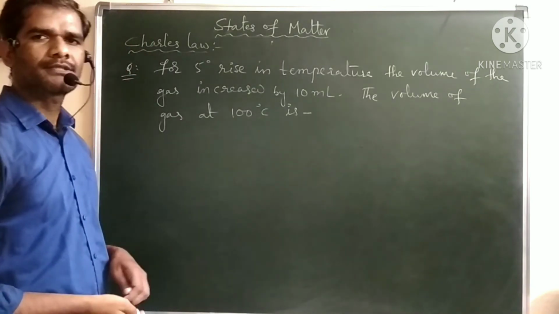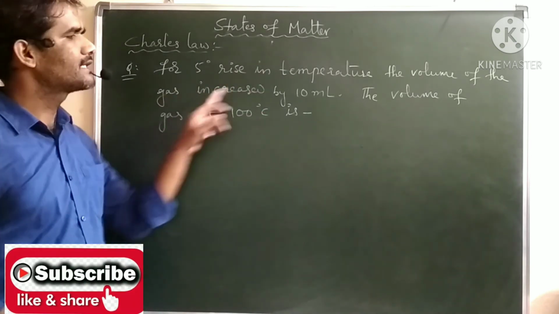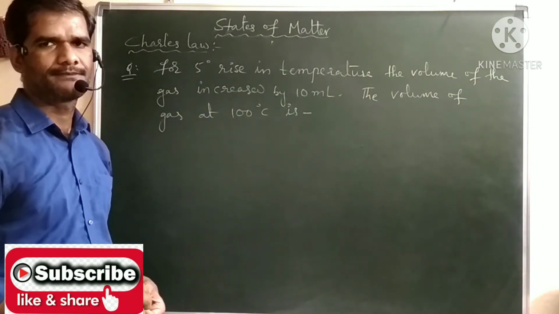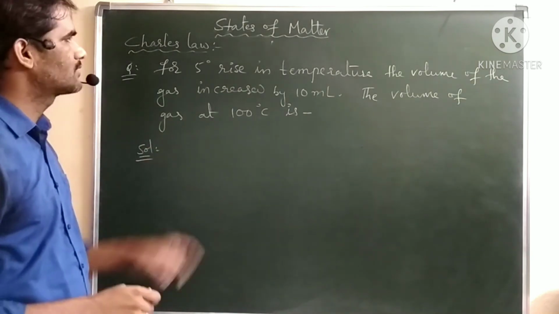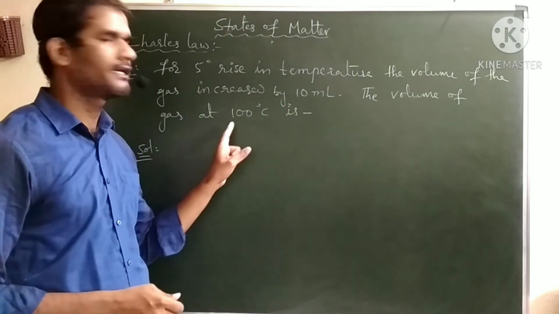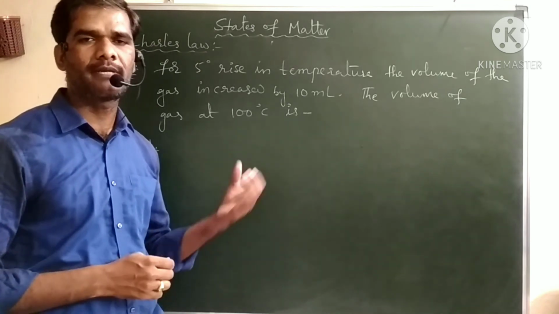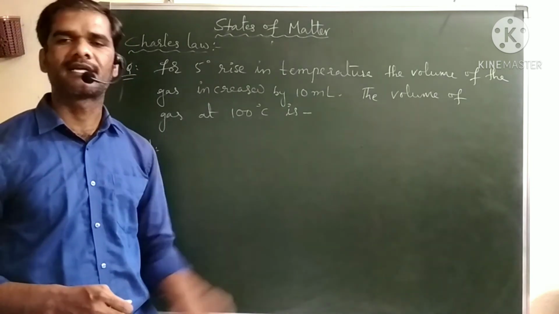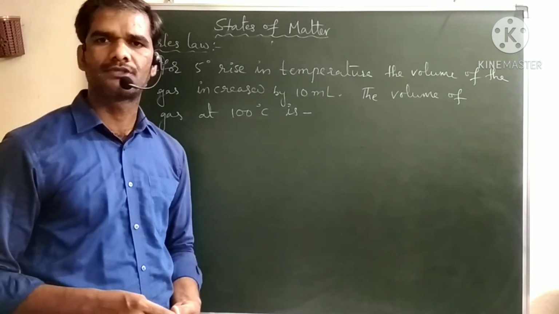Now see one more question here. For 5 degree rise in temperature, the volume of the gas increased by 10 ml. Then the volume of gas at 100 degrees centigrade is. How to calculate for this? So they give, if you increase the temperature 5 degrees, volume change is 10 ml, then at 100 degrees. First we have to calculate what is the volume at 0 degrees centigrade. If you know the volume at 0 degrees centigrade, for 100 degrees rise, how much does the volume increase? That is 100 by 273.15. That is another form of the Charles law.